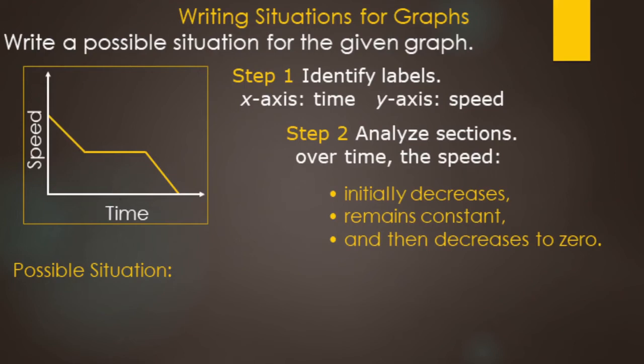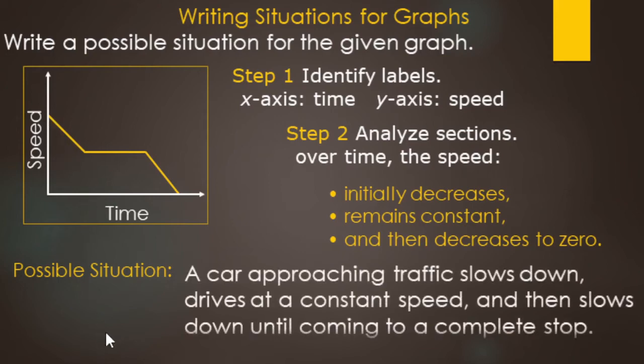So let's say you're driving along and the speed limit is 45, and then you come up and now it says, oh, you're coming into town. So now you got to slow down to 25. So a car approaches traffic, slows down, then drives at a constant speed, and then slows down till coming to a complete stop. So here the speed limit's like 45, and now he's got to slow down to get to 25, so he stays at 25. Then he comes to a stop sign or a stoplight or gets home or whatever, and then he slows down to a stop as he gets into his driveway or comes up to the stop sign. So this is a possible scenario you can write for this graph here.